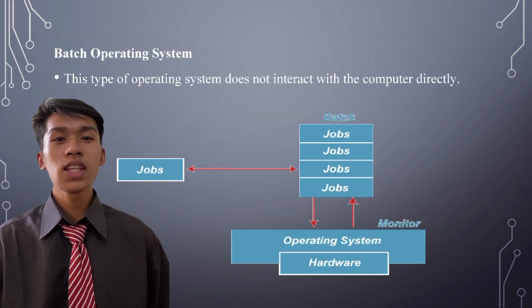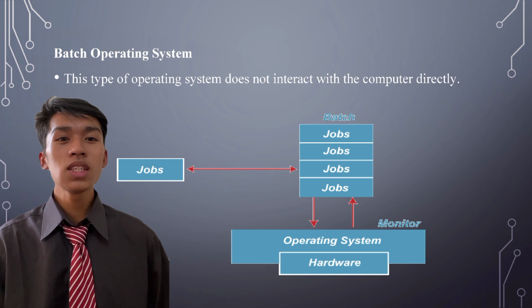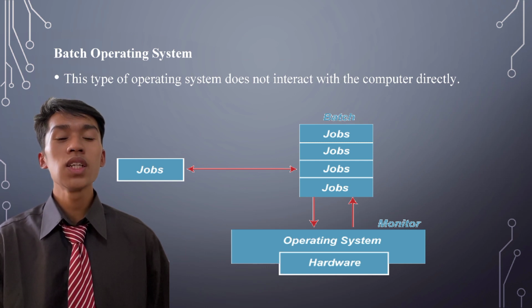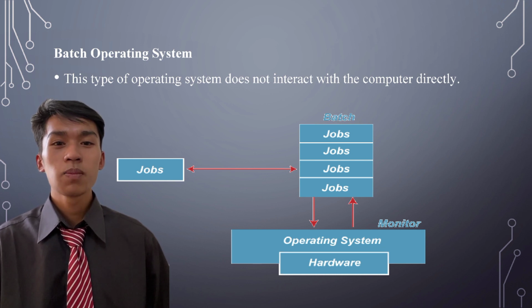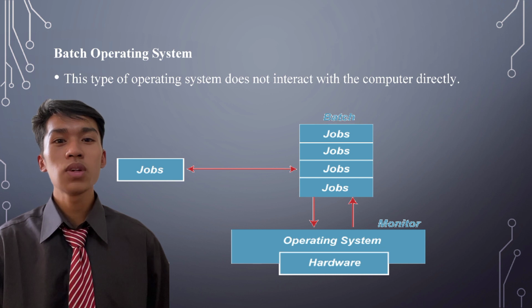First is the batch operating system. This type of operating system does not interact with the computer directly. In the 1970s, batch processing was very popular. In this technique, similar types of jobs were batched together and executed in time. People were used to having a single computer which was called the mainframe.